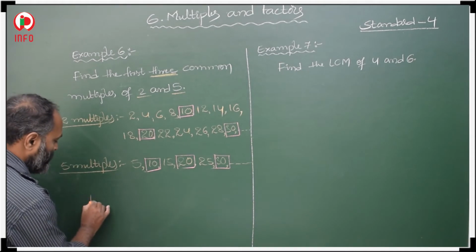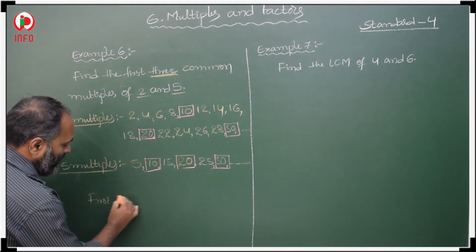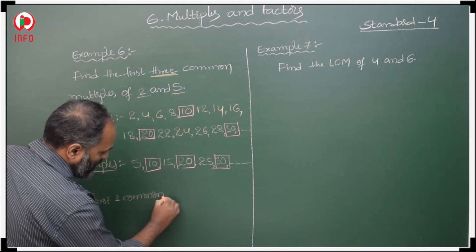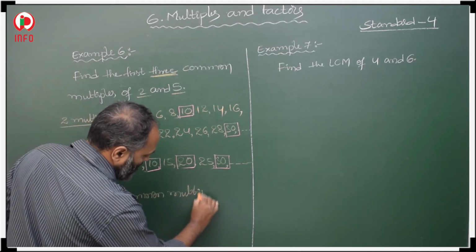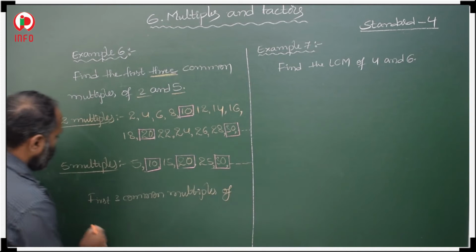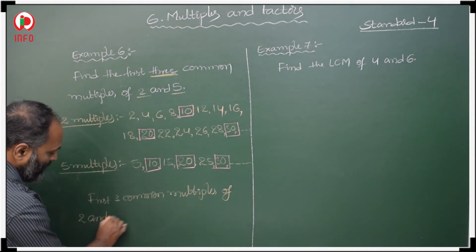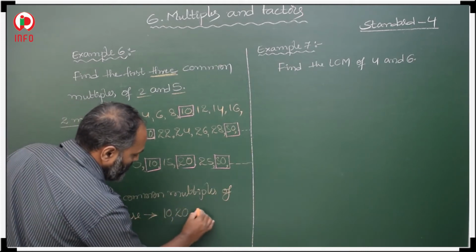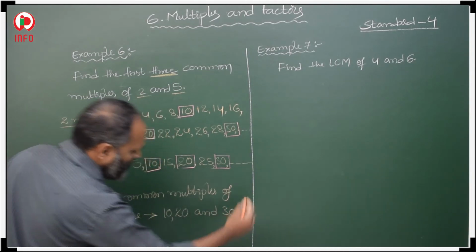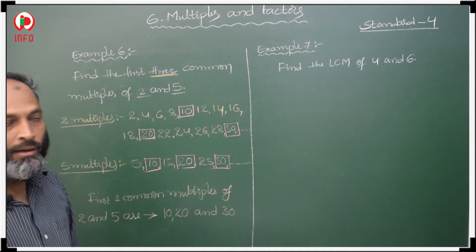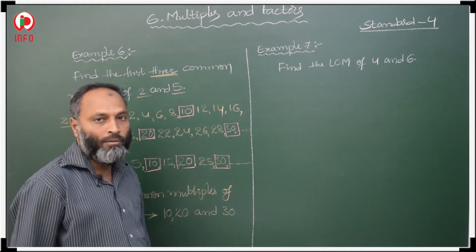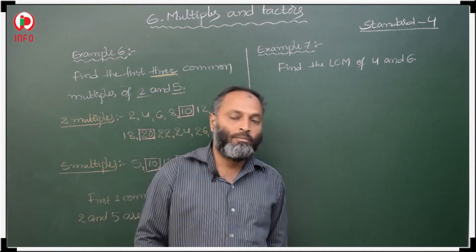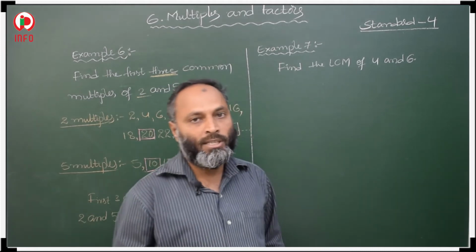So the first 3 common multiples of 2 and 5 are 10, 20 and 30. Next, in the 7th example, find the LCM of 4 and 6. LCM means least or lowest common multiple.